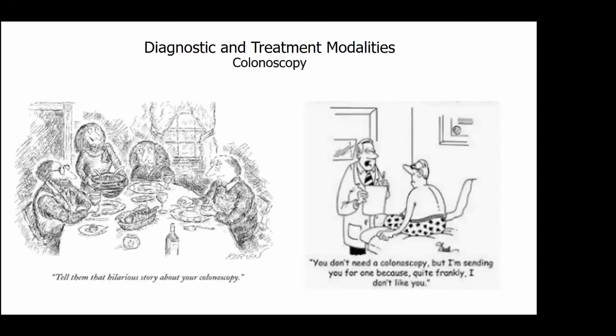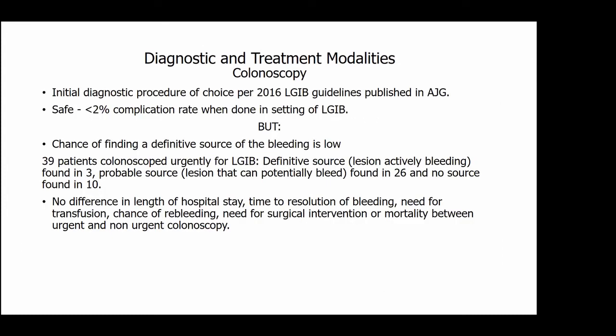So now let's talk about some diagnostic and treatment modalities. These are the ones that we're going to talk about. Let's talk about colonoscopy first. In 2016, the American College of Gastroenterology put out guidelines for lower GI bleeding, and they stated that colonoscopy was the initial diagnostic procedure of choice.